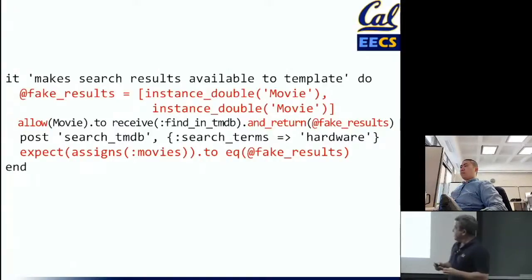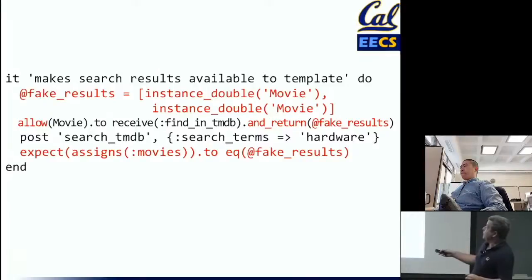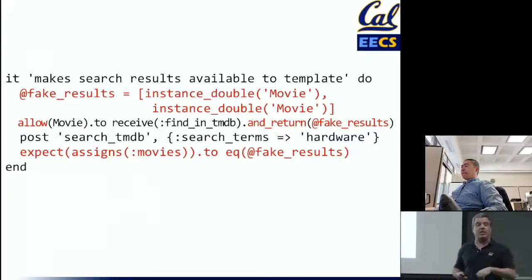Each one is an instance double. These instance doubles actually don't do anything. All they do is sit there and look like movies. If you ask them to do anything that a movie does, like tell you their rating or something like that, you just get an error because they're not real objects. They just look like them. Nonetheless, we can create a set of those. And now we can say allow the movie class to receive find in TMDB. That part we've already seen. But we can augment it with and return something. So this says, if the movie class receives a call to this method, here is what to return as the canned result of that method call.